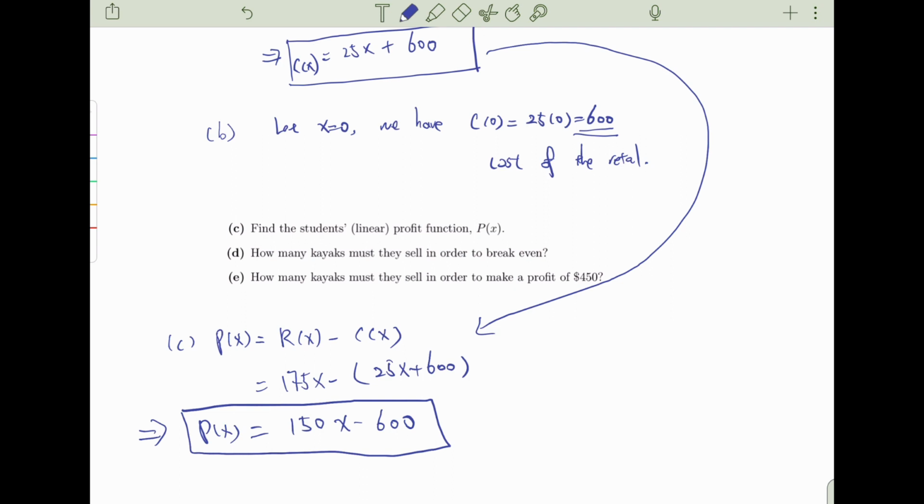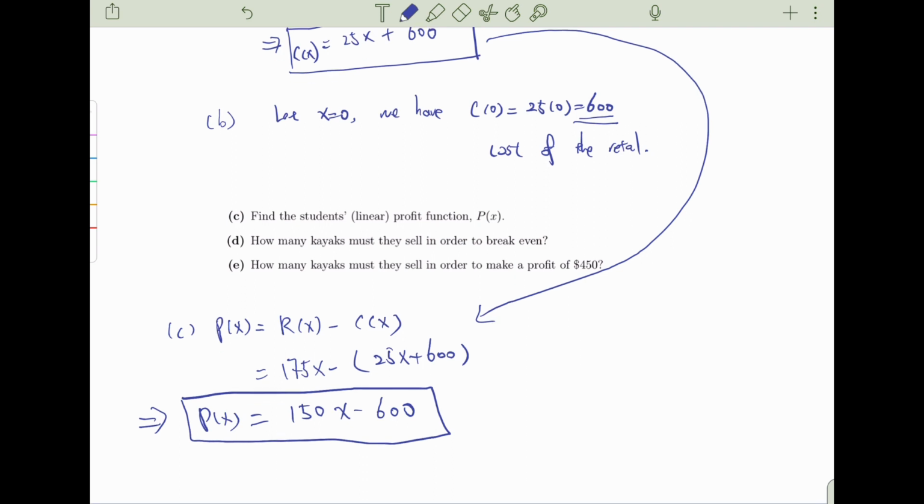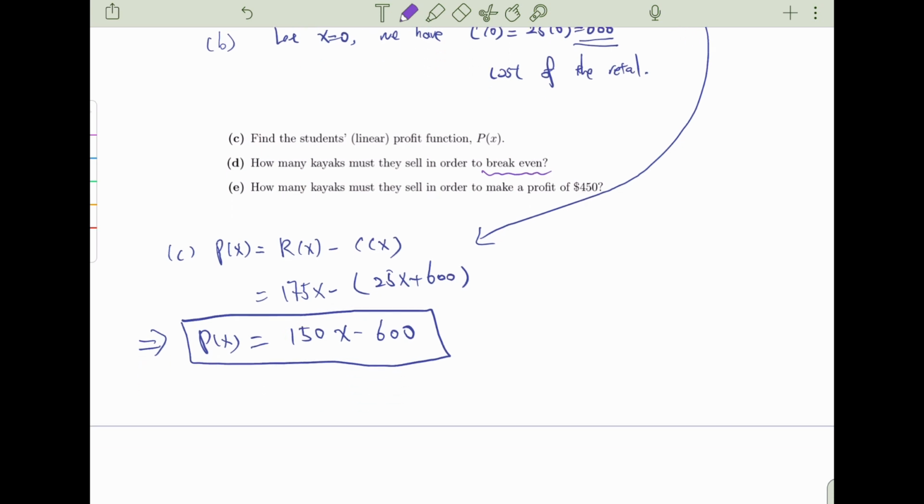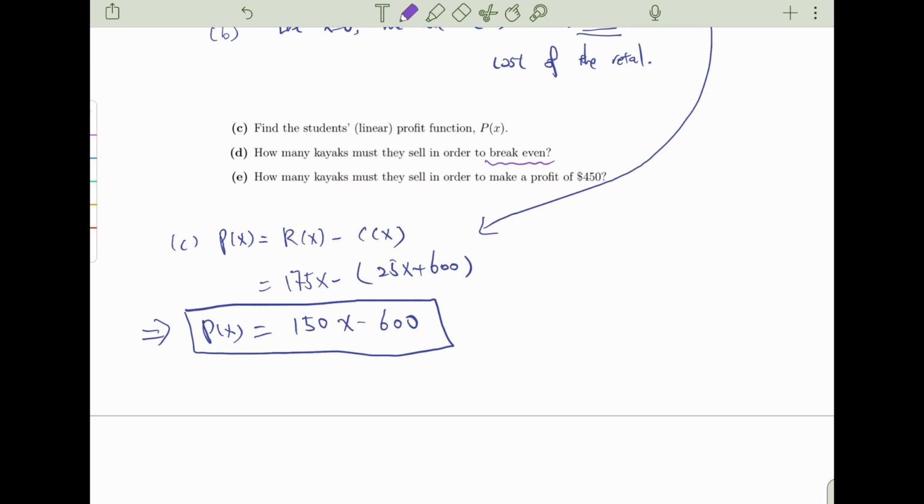And now let's take a look at the next one. That is, how many kayaks must they sell in order to break even? What does that mean by break even? Break even means you're making zero profit. So that is when the revenue equals the cost exactly. So you're not losing any money or gaining any money.